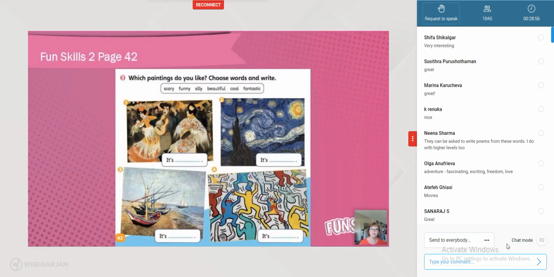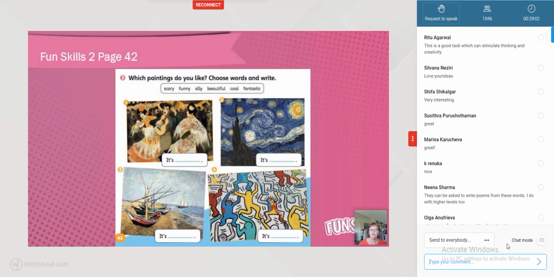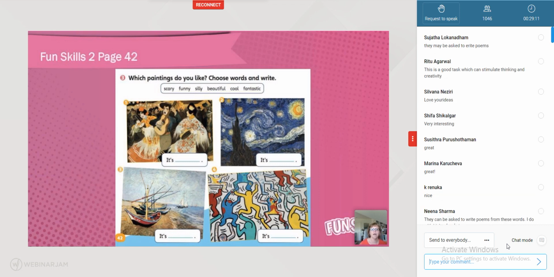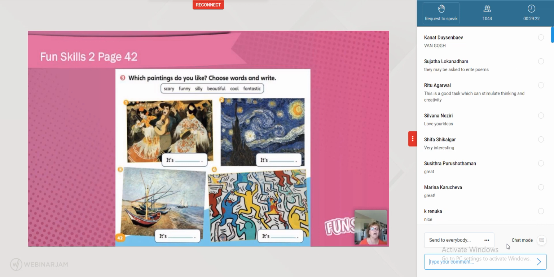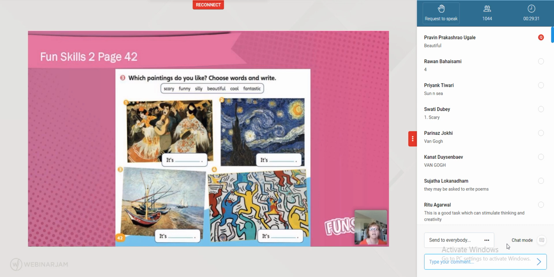Okay, to show you, this is an activity from Fun Skills Level 2, and they're given 4 paintings, and I've got the adjectives there at the top. Which paintings do you like? Okay, so maybe some people might think that the top painting on the right is a bit scary, and they might think the boats in picture 3 are beautiful, or they might think, well, no, they're silly because I don't want to have to sail. I want a motor to drive my boat, or to power my boat.